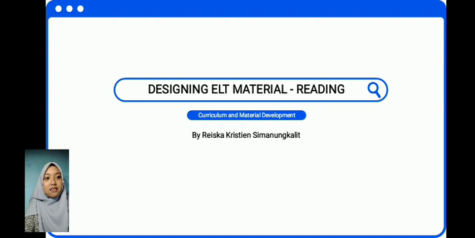My name is Reiska Kristien Simanungkalit, and right now I would like to tell you my material today is about designing ELT material of reading. Okay, without any further ado, let's check the material.